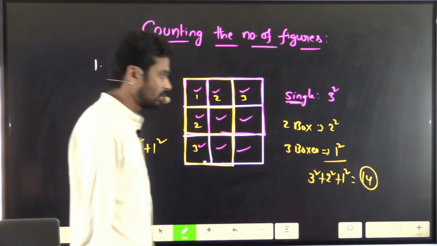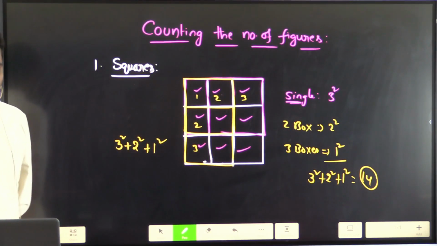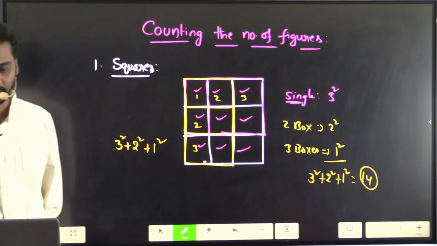The final value is 14. This model was asked 2-3 times in previous year CSAT papers, and it's a very important model, finding out the number of squares in a geometrical figure.